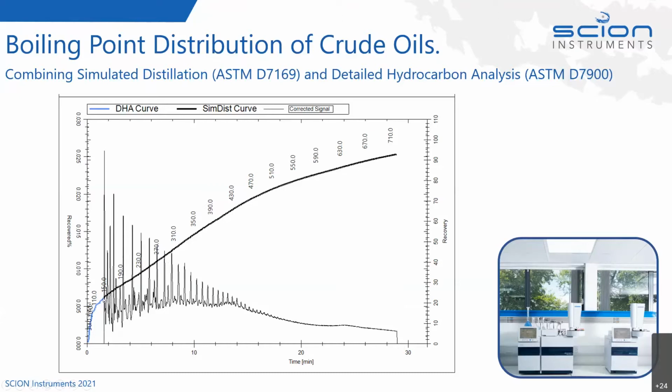Whereas in contrast, the curve for the DHA analysis, even for the simdist down at the bottom range, is very steep and very quick. So by running the DHA analysis, we get a much more complete and accurate boiling point distribution.